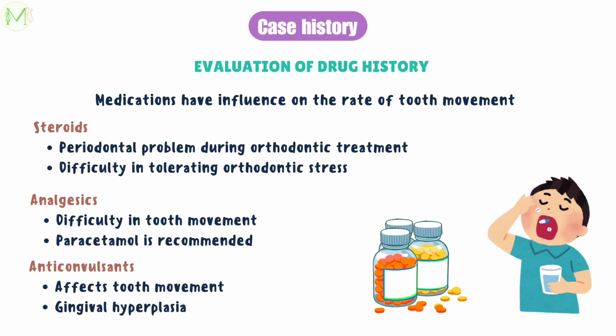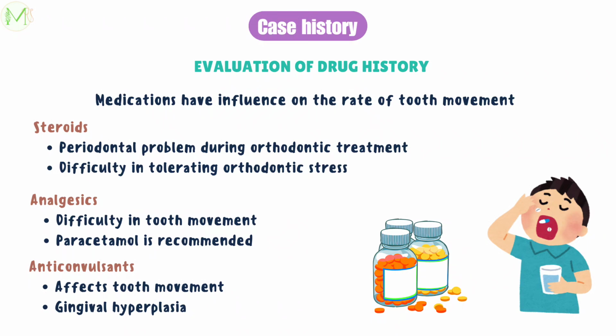Moving on to the evaluation of drug history. Medications have influence on the rate of tooth movement in orthodontics. Steroids can cause periodontal breakdown or periodontal problems during orthodontic treatment. Patients on steroid therapy may have reduced resistance to stress and may have problems tolerating orthodontic stress. Both children and adults who take analgesics can face difficulty in tooth movement. So, just in case any pain occurs due to the tooth movement, paracetamol is recommended among all other analgesics.